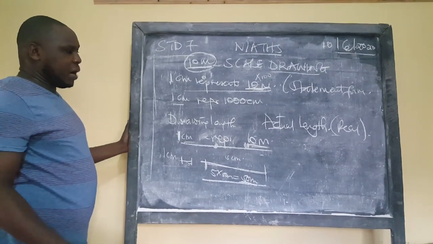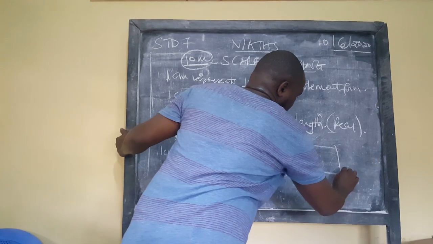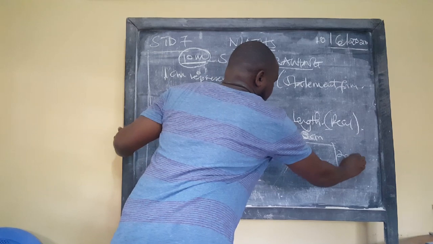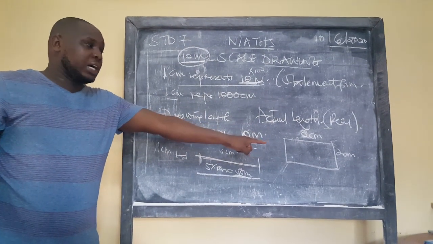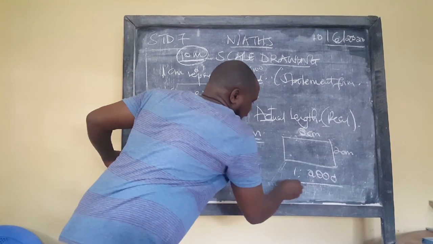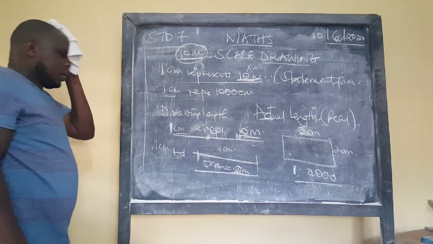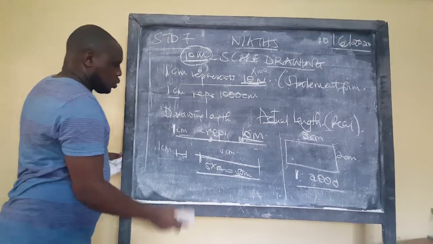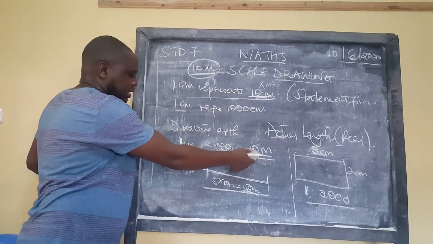And most of the time you will be given a question like this: a rectangle of 3 centimeters by 2 centimeters, and you are told the scale used in drawing this rectangle is 1:2,000. I will tell you what that means after we discuss what we want to discuss here. So learners, we move away from this and I will come to it later. So this means 1 centimeter drawn on paper represents 10 meters on the ground.